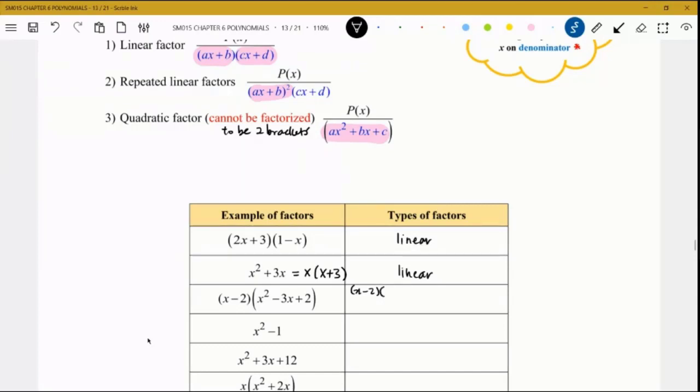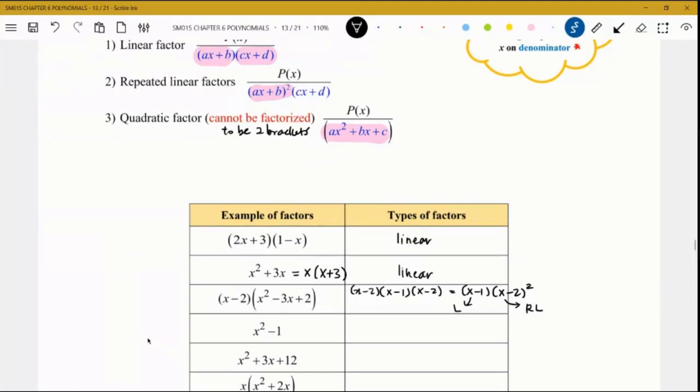Boleh. Dapat berapa? X minus 1. X minus 2, X minus 1. Okay, so we have x minus 2 twice. So dia akan jadi x minus 1 dan x minus 2 square. Okay, so x minus 1 adalah linear. X minus 2 square adalah repeated linear factors. Okay, dia akan bergabung. So ini adalah linear, ini adalah repeated linear factors.